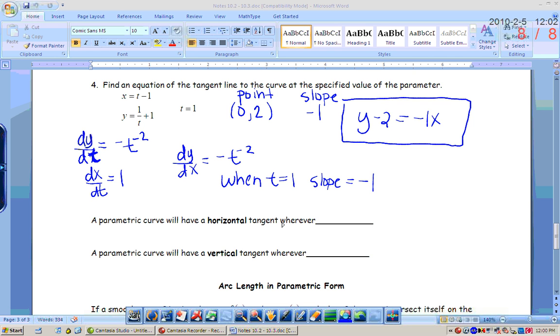All right, where do you think a parametric curve will have a horizontal tangent line?